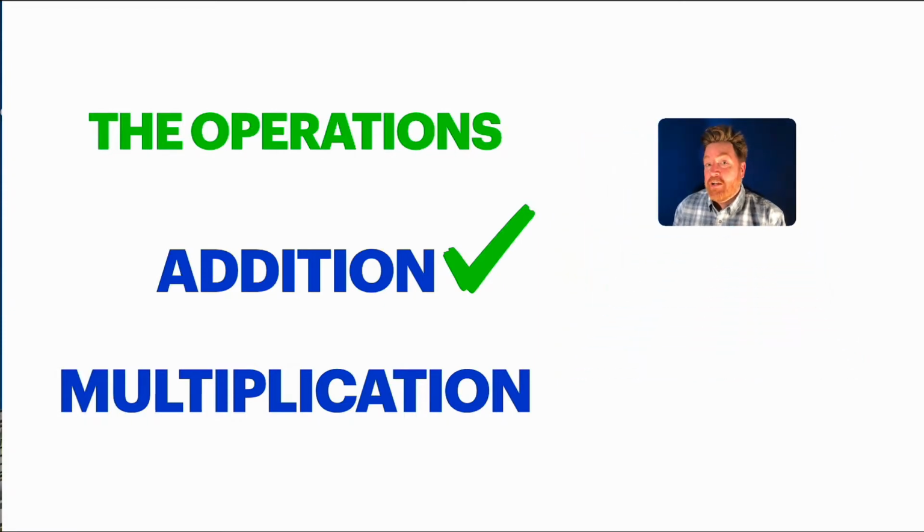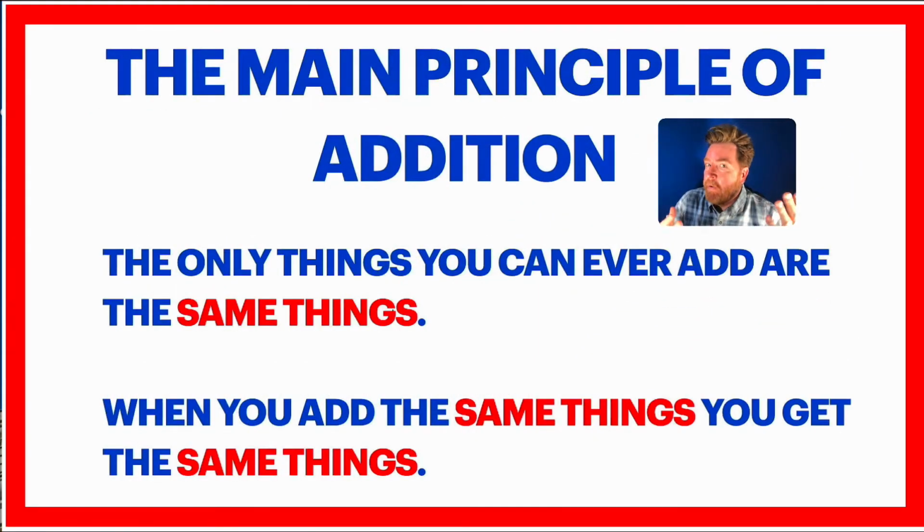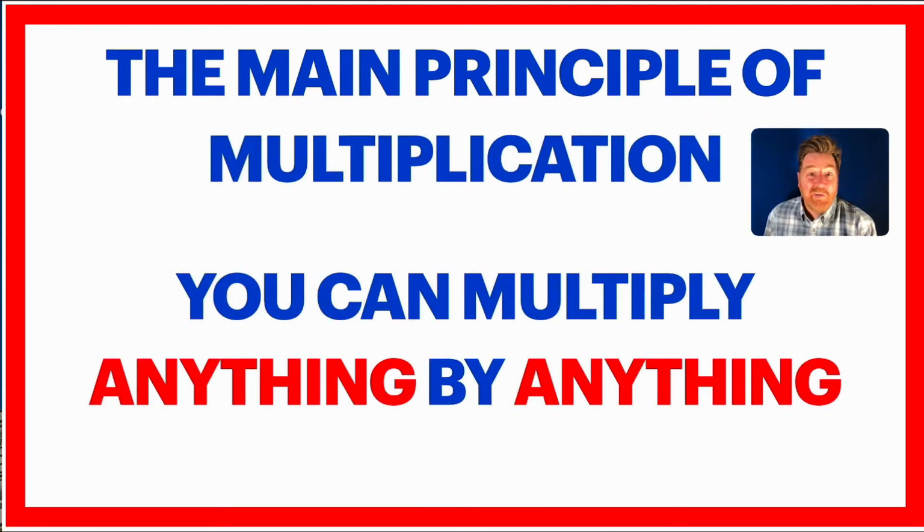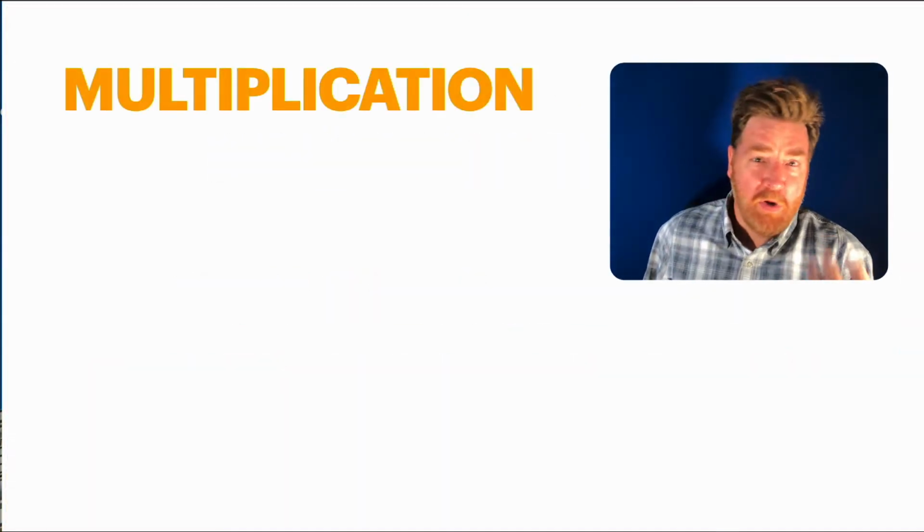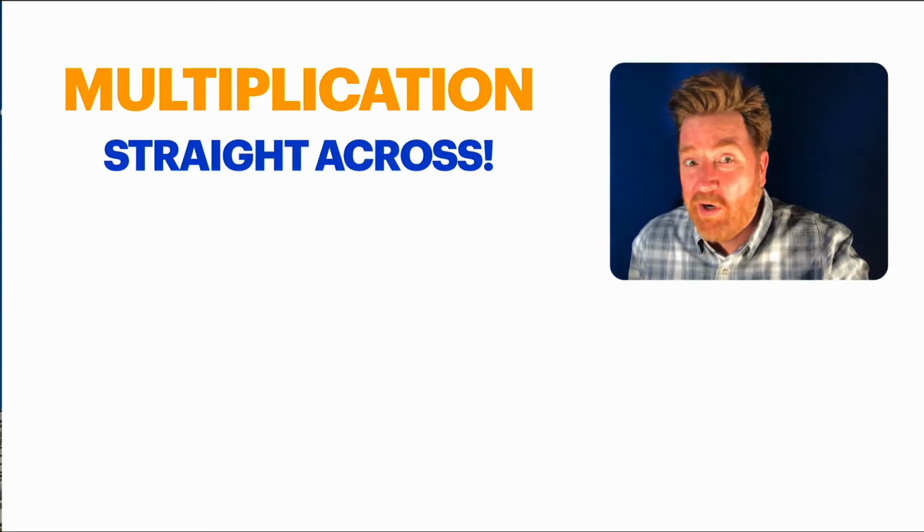Just like addition has its main principle, and remember, the only things you can ever add are the same things. And when you add same things, you get the same things. So that was a pretty exclusive principle. The things have to be exactly the same before you even think about adding them. In contrast, the main principle of multiplication is you can multiply anything by anything. You can do it, okay? It doesn't matter what the things are. Anything by anything.